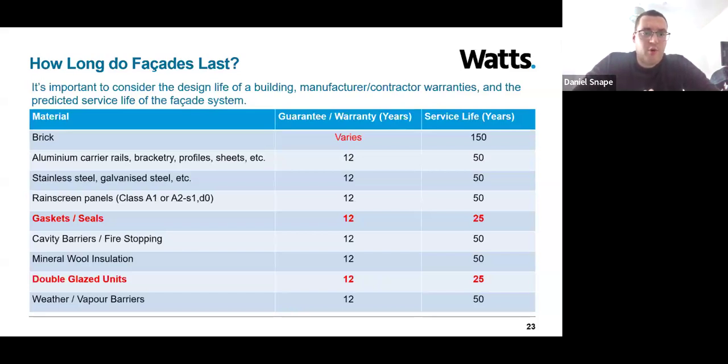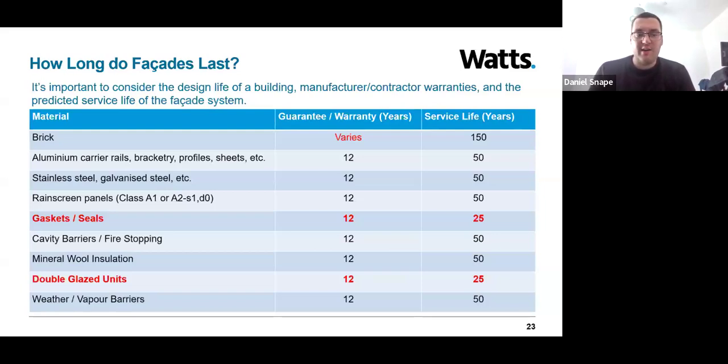Moving on to some of the more modern forms of construction. Now, these systems are typically built up of various different materials. Looking at aluminium carrier rails, materials such as stainless steel, galvanized steel, the rain screen panels themselves and the insulation, cavity barriers, fire stopping that forms that build-up. Typically, that can have a service life of about 50 years, but the guarantee and warranty you get may be around 12 years. Now, note how I've highlighted gaskets, seals, and double glazed units in red. These typically have a service life of a lot less than the remaining facade. In these instances, it's typically about 25 years as a maximum.